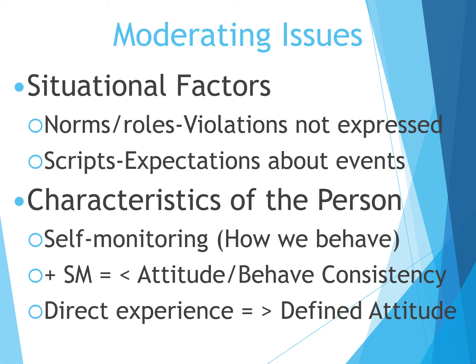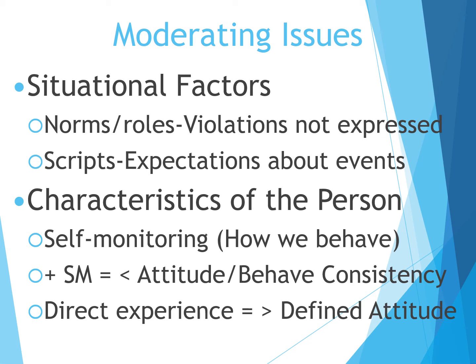Characteristics of the person is another moderating issue that we want to be aware of. What's interesting about persuasion is this issue of self-monitoring. Now, self-monitoring is the ability to monitor the way that we're behaving. So what are we saying and doing in the moment as we're doing them? And it also includes our ability to gauge the effect that we're having on the people that we're interacting with.